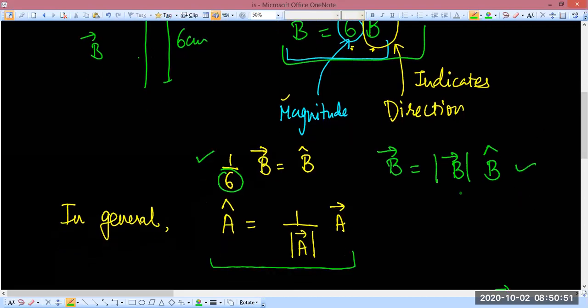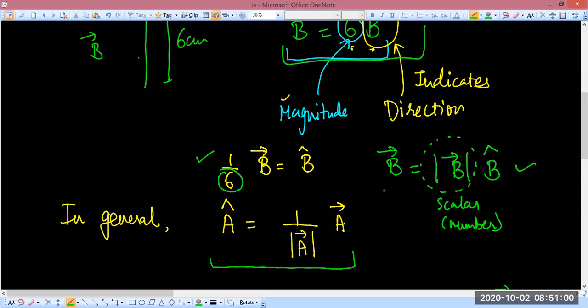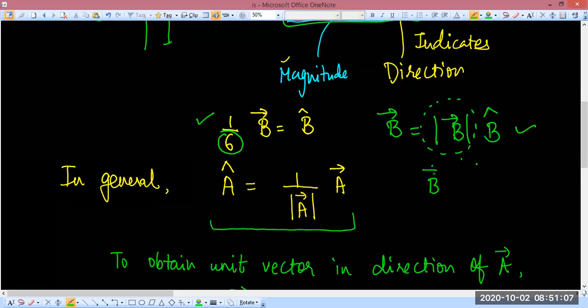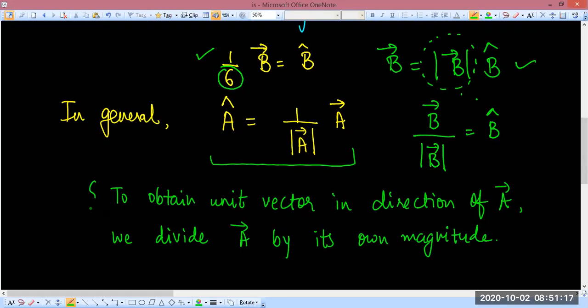Okay. Then remember, magnitude is a scalar. Scalar means like a number, correct? You can simply divide this number on the other side. If you divide this number on the other side, what shall you get? You'll get B vector divided by magnitude of B is equal to B hat. So that's what I've written here, right? Again, if you read this sentence, okay, I hope that made it clear.